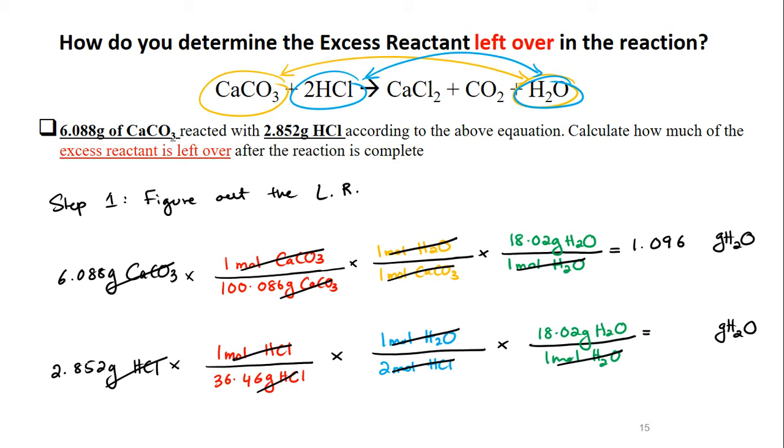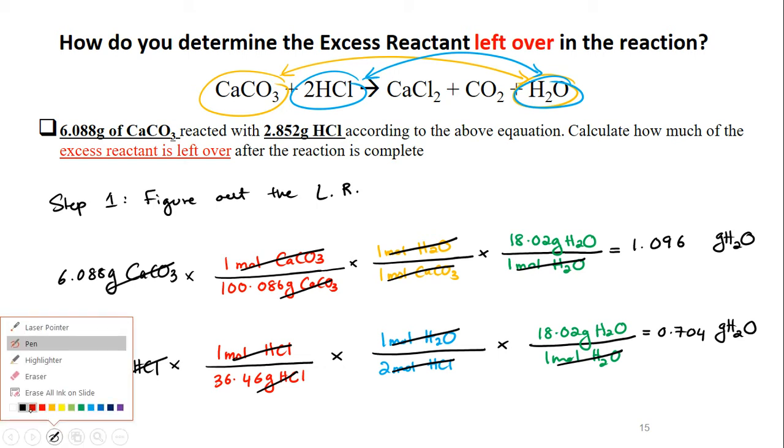So now I just have to divide 2.852 by 36.46, and that's divided by 1, multiplied by 1 and divided by 2, and then that's multiplied by 18.02. That gives me 0.704 grams of water. So 2.852 grams of HCl only produces 0.704 grams of water.